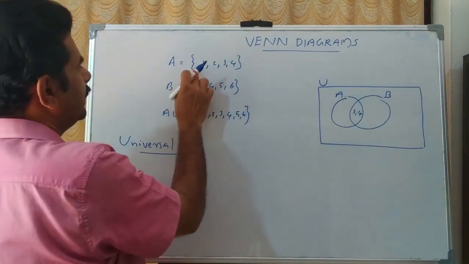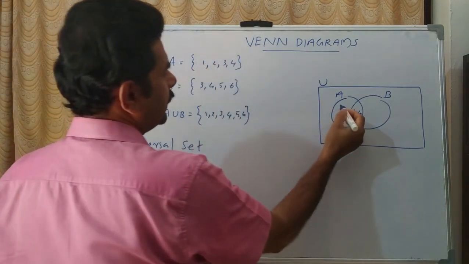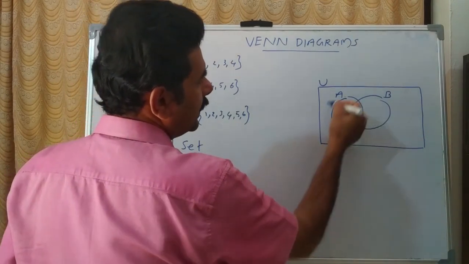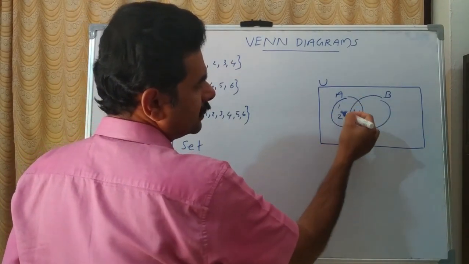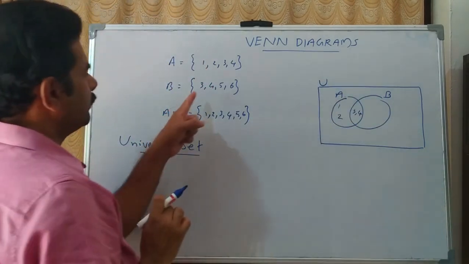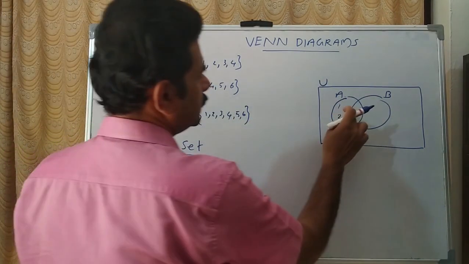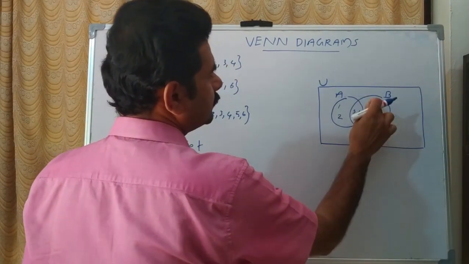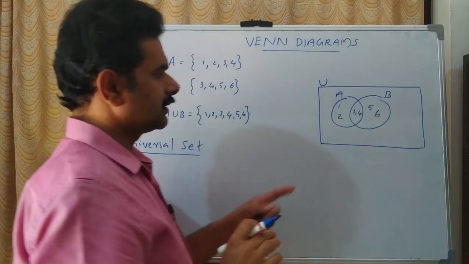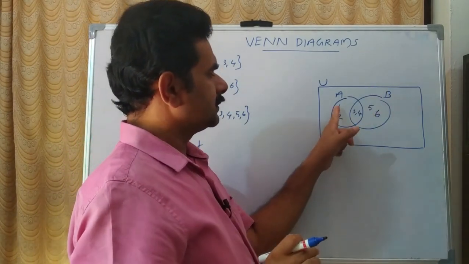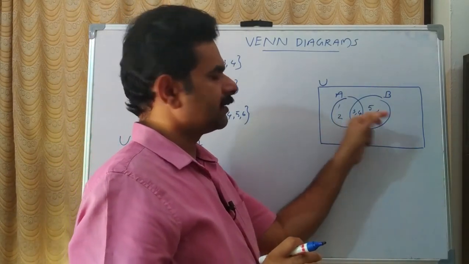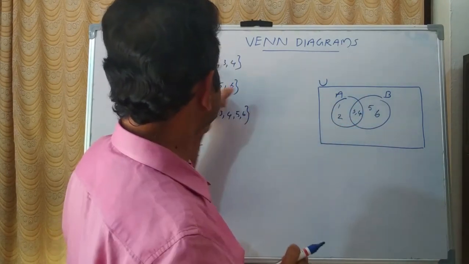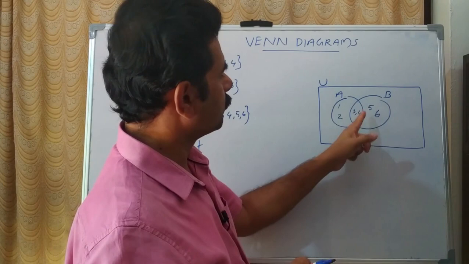Then what is A? 1, 2, 3, 4. So A is completed, isn't it? Then what is B? 3, 4, 5, 6. There is no separation with commas here. This can be written everywhere in the sets A and B. So A is equal to 1, 2, 3, 4. B is equal to 3, 4, 5, 6.